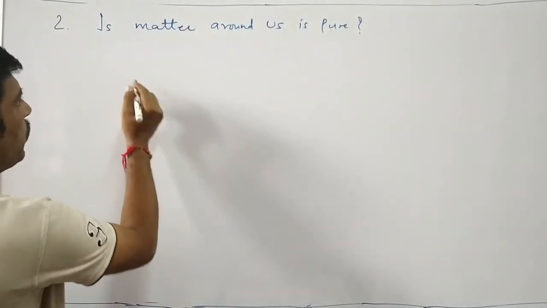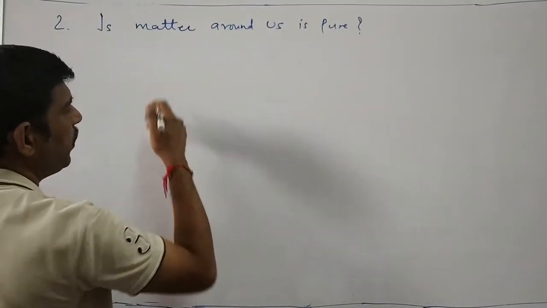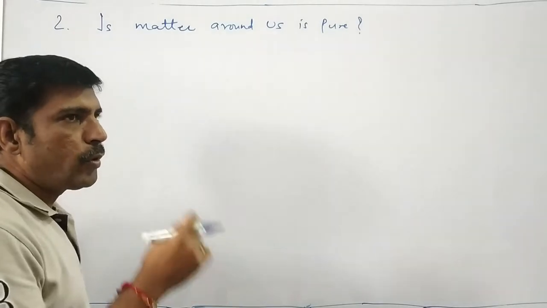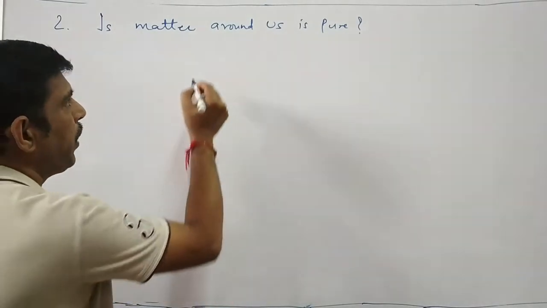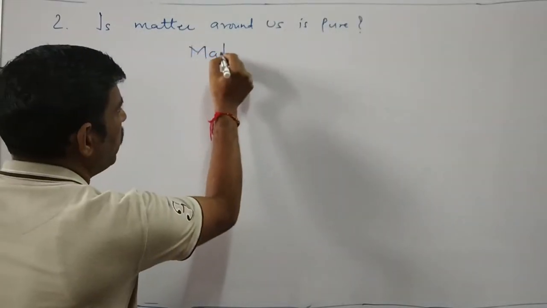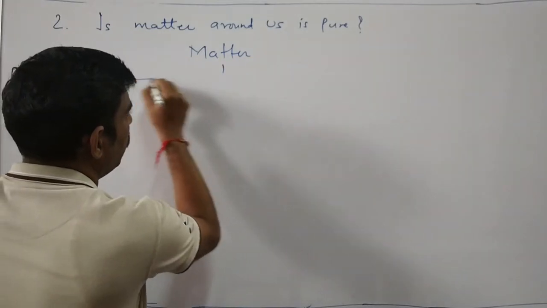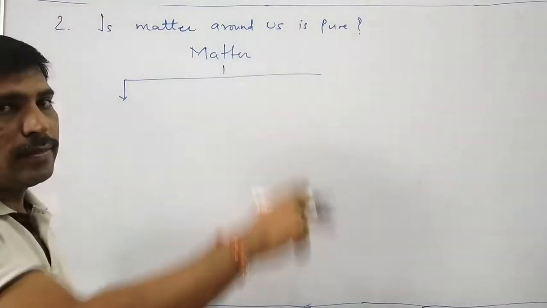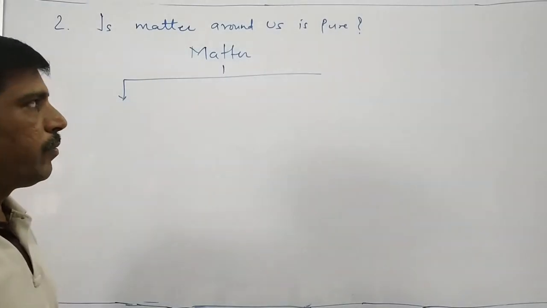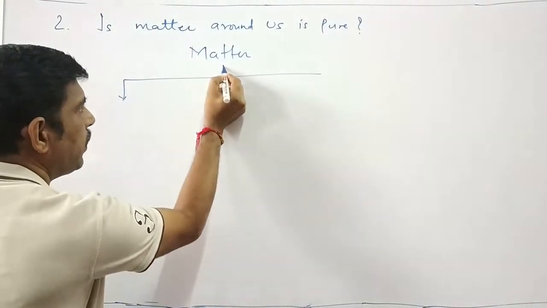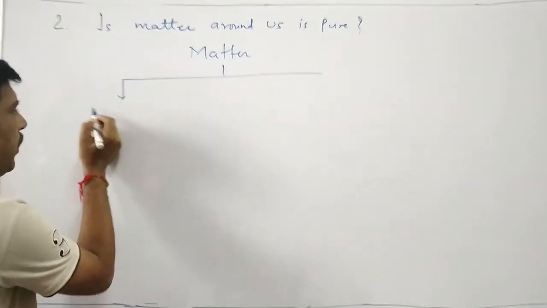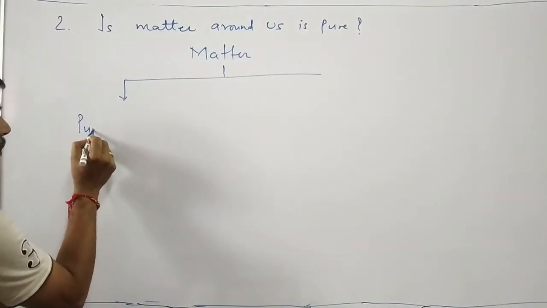Now, before going to the types of mixture, we will start from matter. Matter in our surrounding may be solid, liquid, or gaseous, and that matter is made up of pure substances.